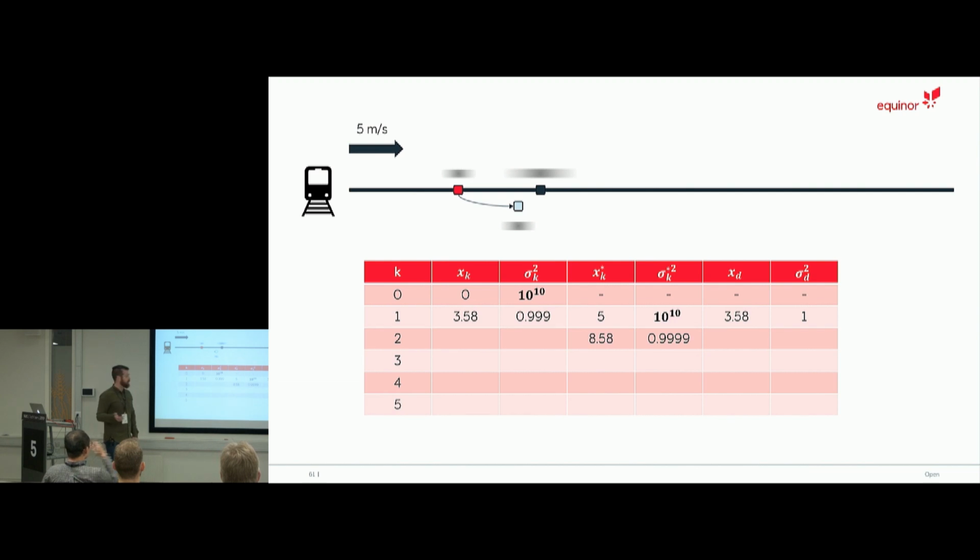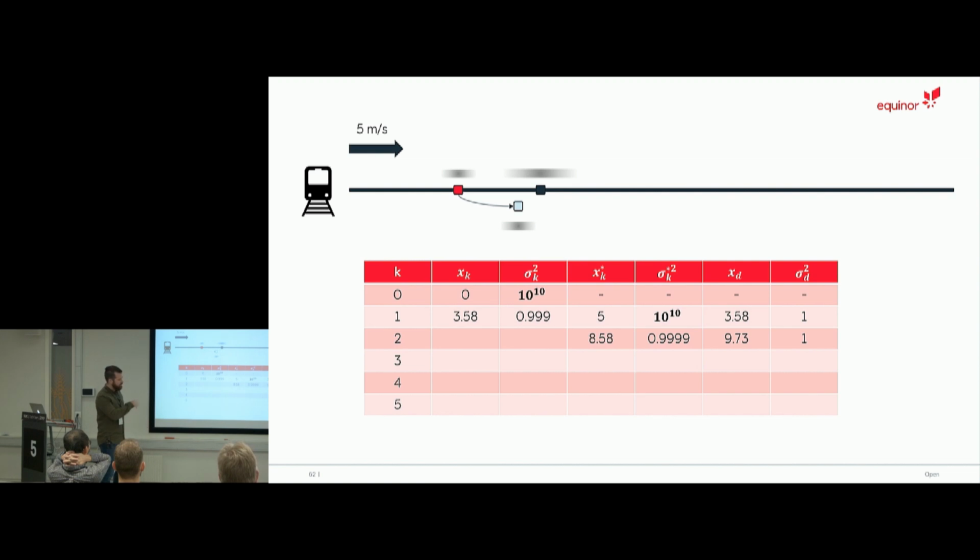Then I repeat this process. Once again, the next second, I believe that the train is 5 meters further down the tracks. So my expected position of the train is 8.58. And now I have a variance of 0.999. Make a new measurement, 9.73, variance of 1. And now observe that I am basically as confident about this forecasted value as I am about my new measurement.